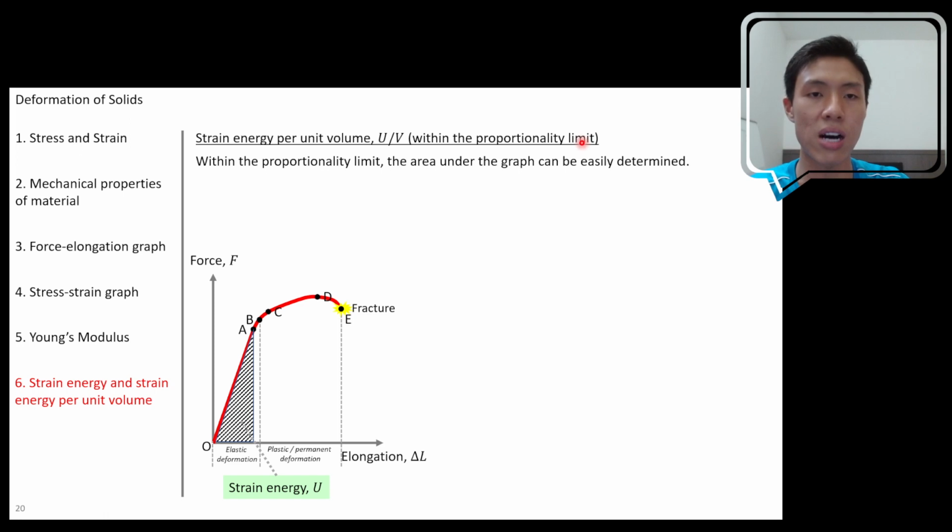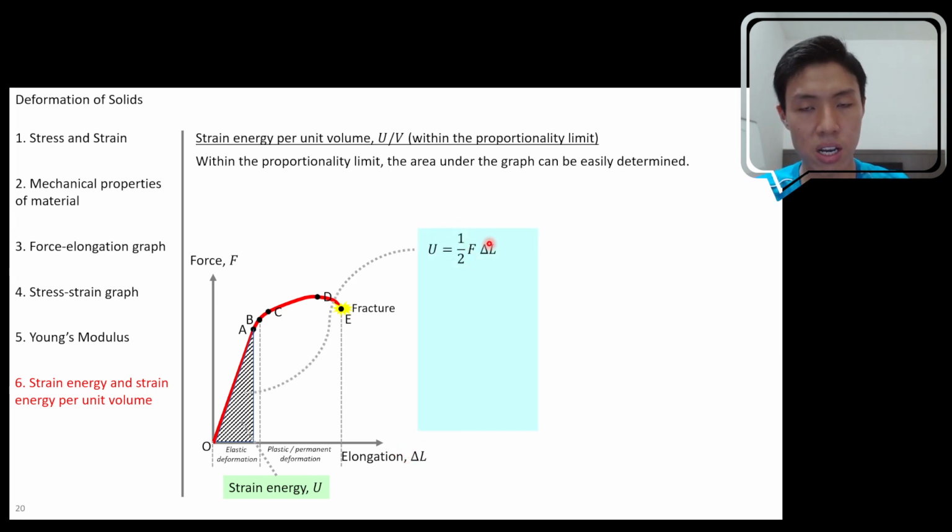Those are considered out of syllabus because the area is difficult to determine. Okay, again, within the proportionality limit, the area under the graph can easily be determined. As we've mentioned earlier, this simple right angle triangle here can be obtained using just half multiplied by F multiplied by delta L, as mentioned over here. Okay, but what I'm going to do is modify this equation.